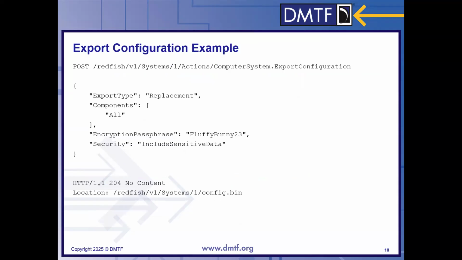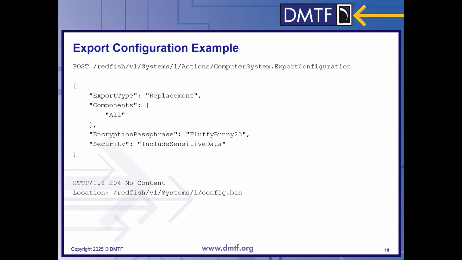And so, as an example, here's a potential call to export configuration on a computer system. So there's an export type parameter to kind of dictate the scope of what you're trying to export. Replacement is effectively, I'm trying to collect everything out because I'm replacing this system. This is the kind of the most drastic case. Here for components, I just want everything. Everything the service supports for exporting, I want to take it all. So it's not being granular about what exactly is taken out.